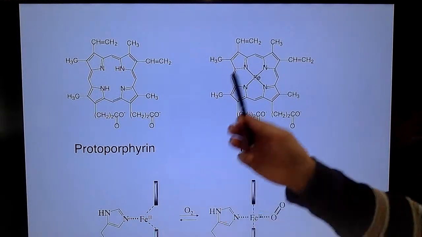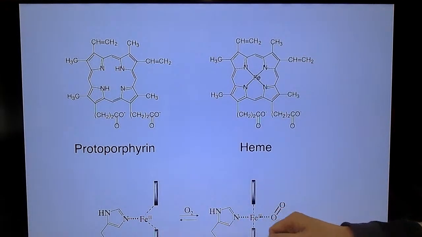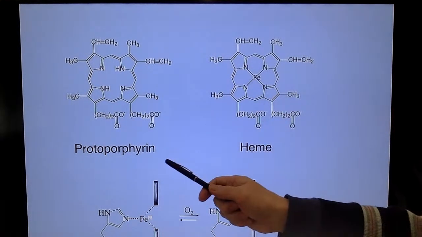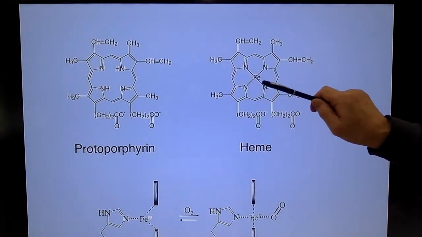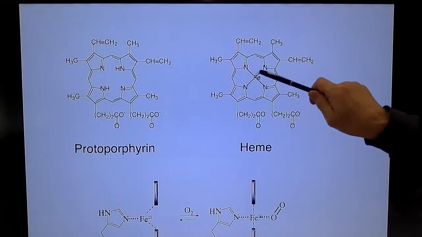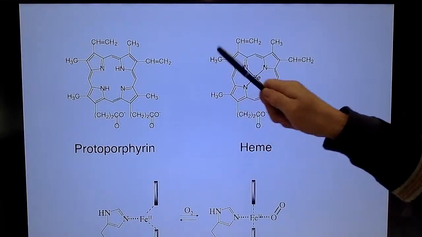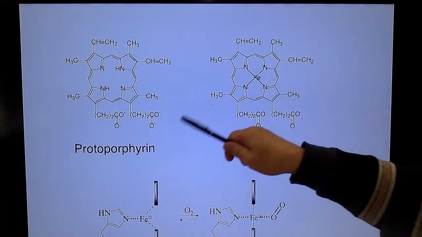The heme structure is, as you may know, based on porphyrin, a basic structure, and heme has an iron at the center of the porphyrin moiety.